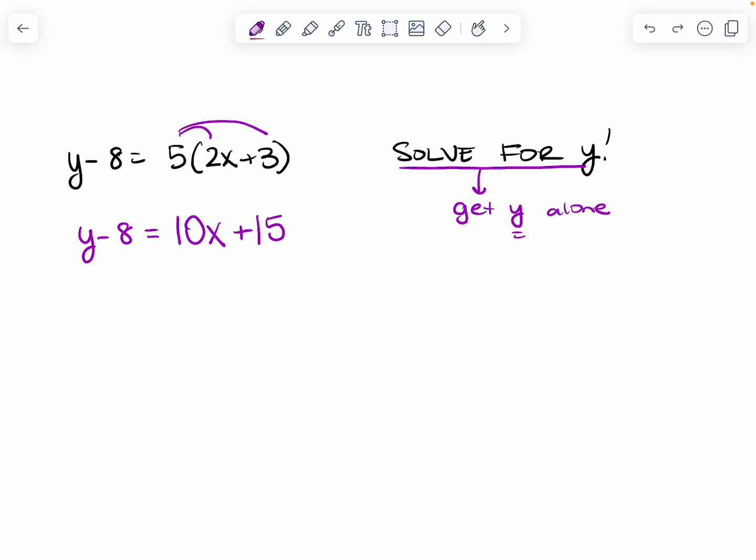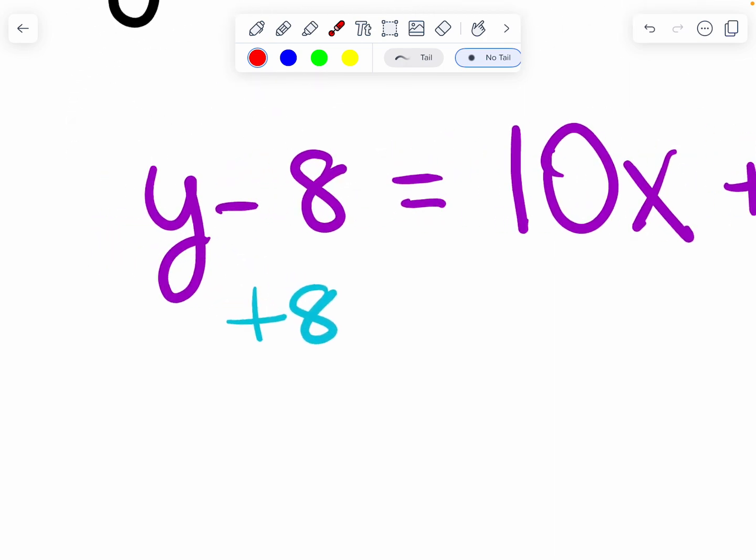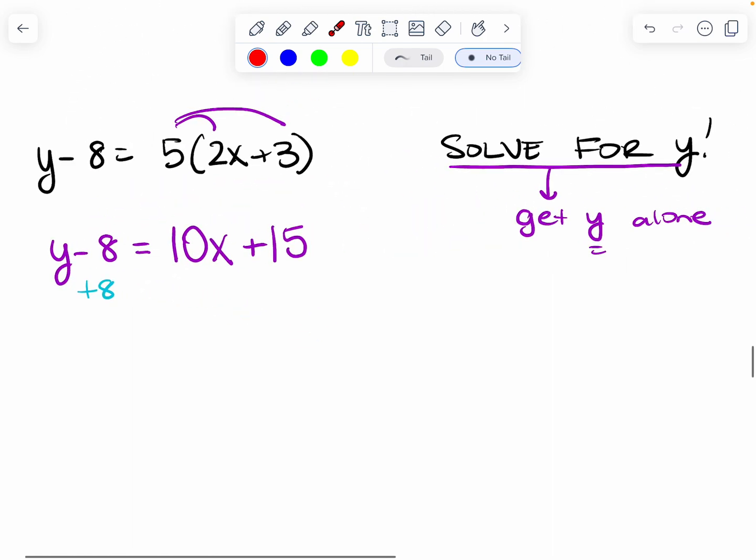To get that y by itself, we undo that negative 8 with a plus 8. Not with a plus 15, because that plus 15 has nothing to do with the y. It's all the way over here. So I'm not going to mess with this. I'm not going to mess with this. This totally isn't with y. Learn to focus on what the question's asking for. So if it says y, focus on y.